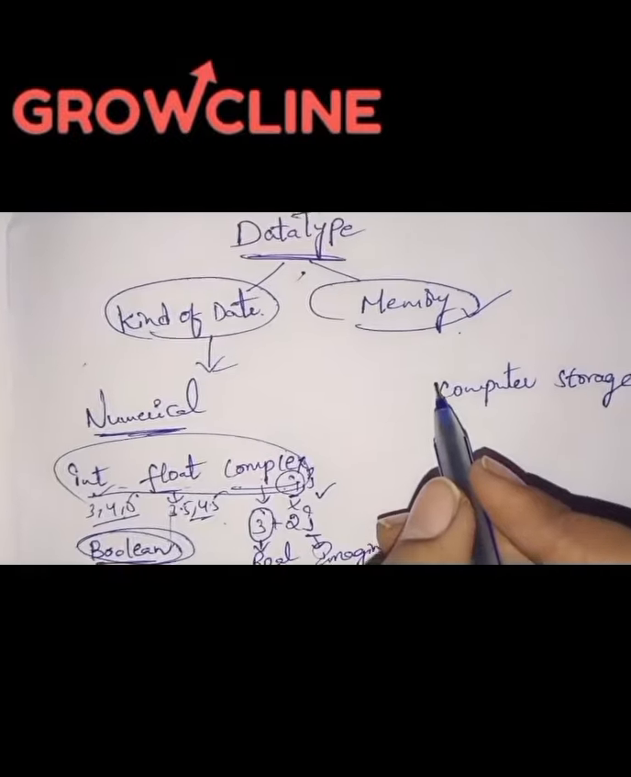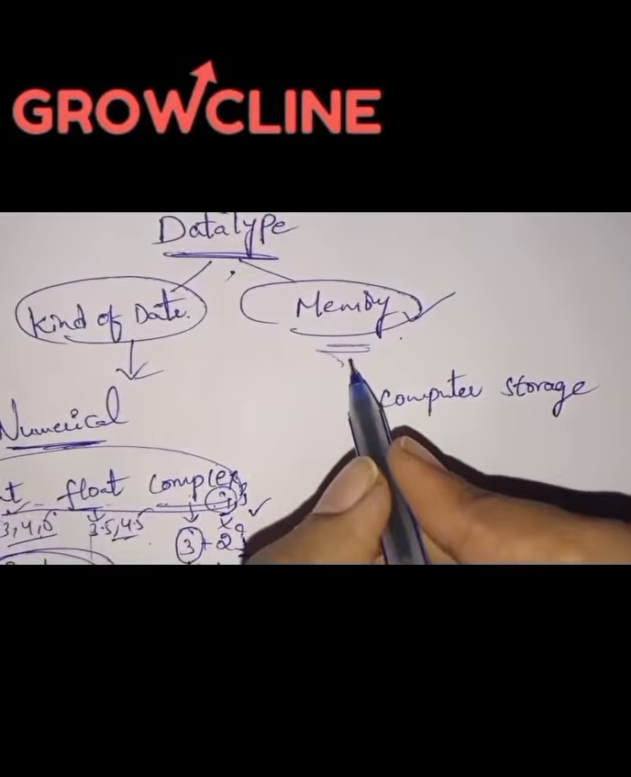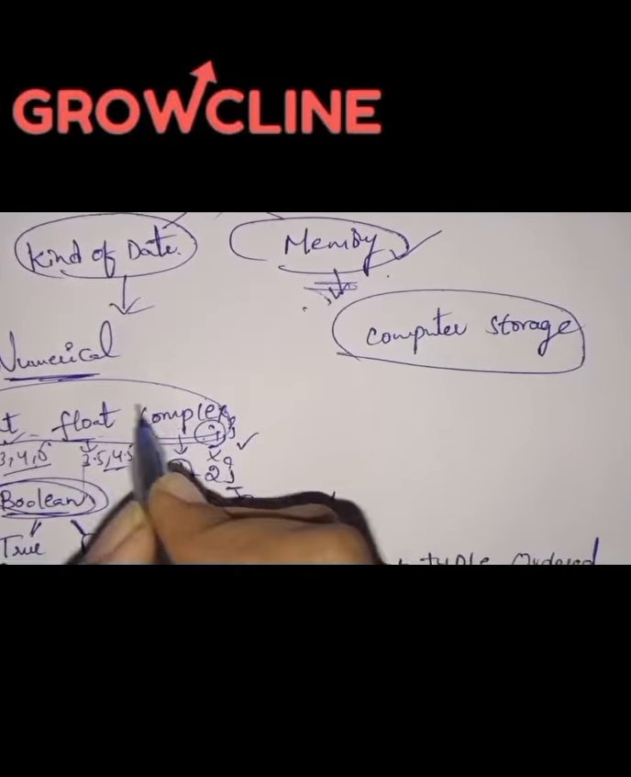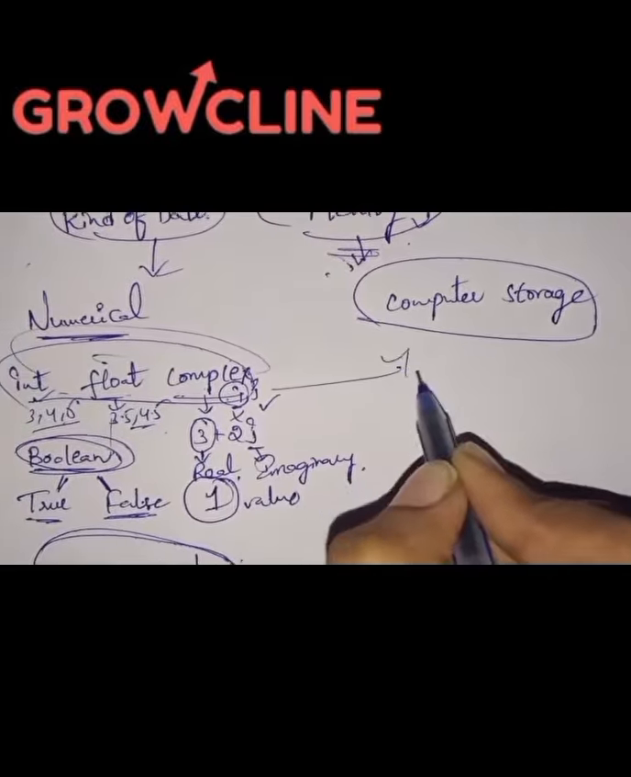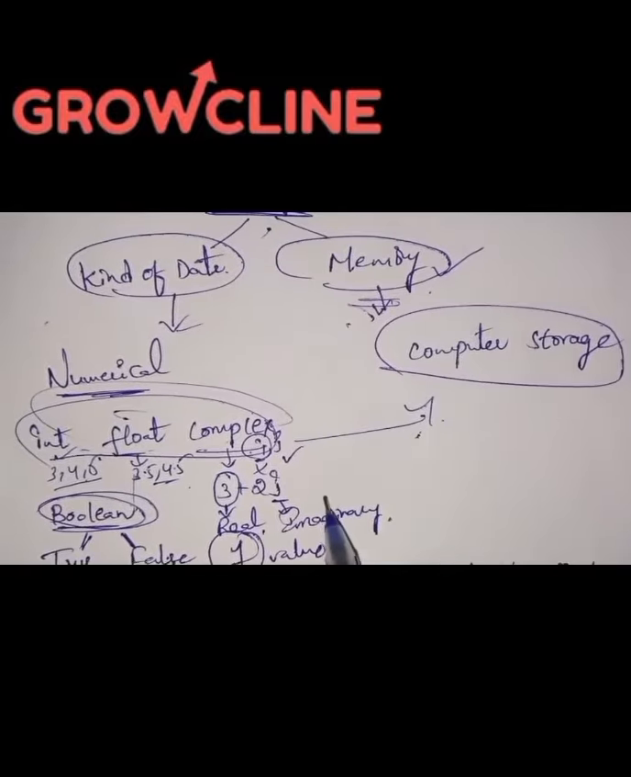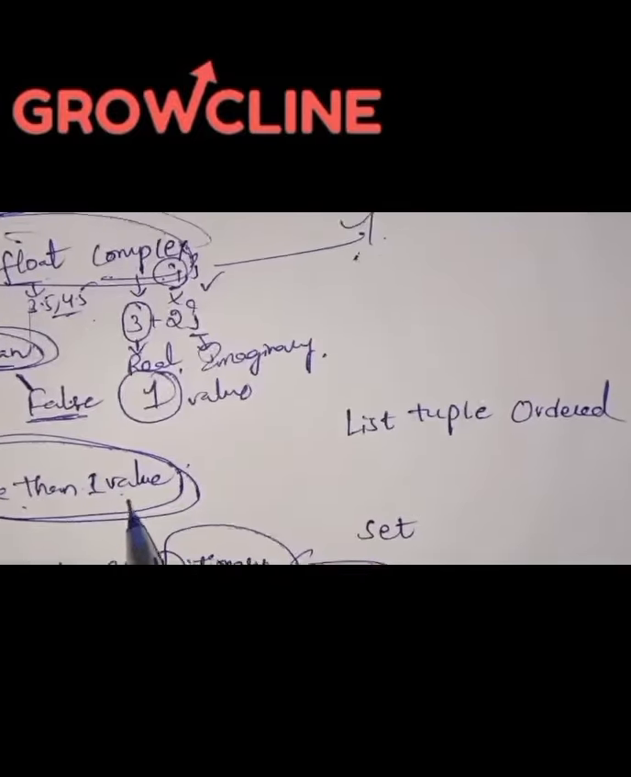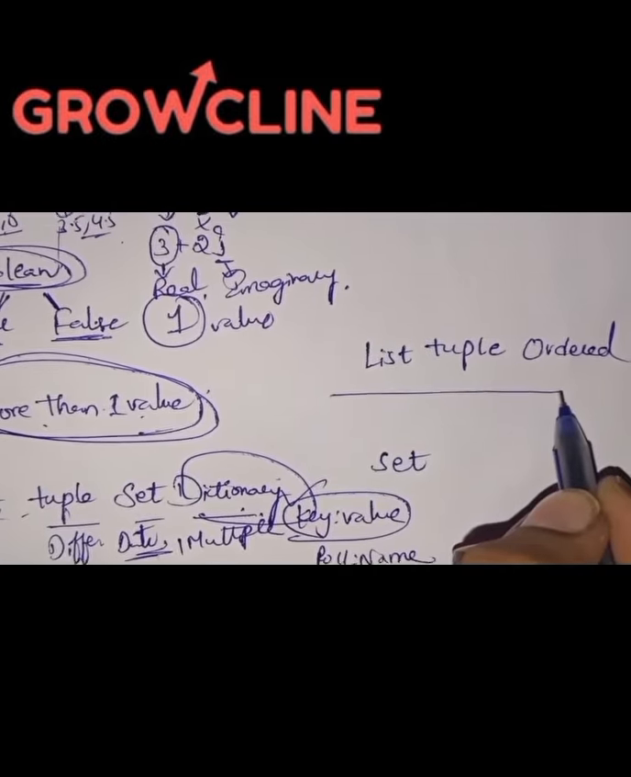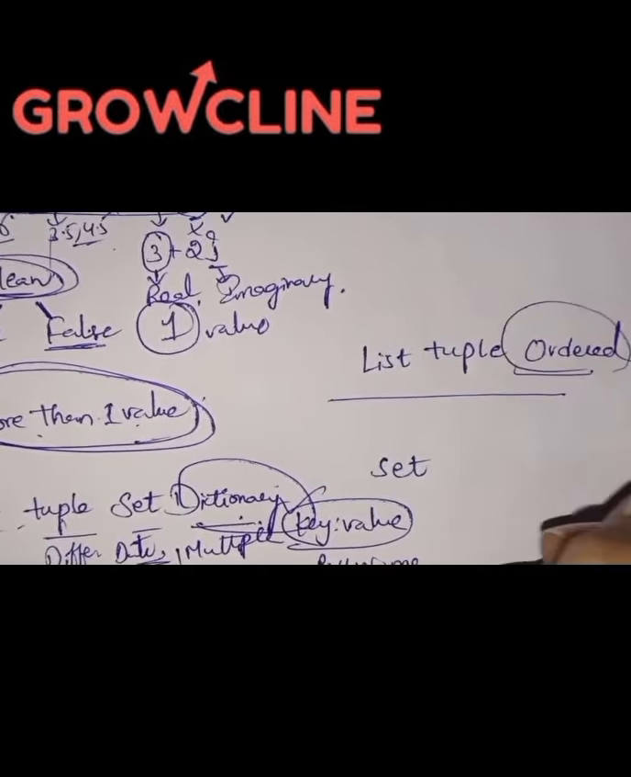Now we will discuss how much memory is needed to store these different types of values inside the computer storage. The amount of memory needed to store these different data types depends upon the type of the computer system, like 32-bit and 64-bit. The main key difference between these data types is that set stores the data in unordered form, but list and tuple store the data in ordered form.